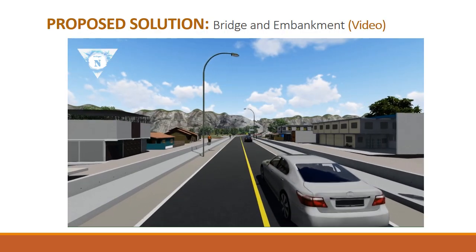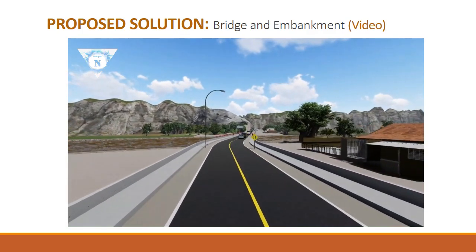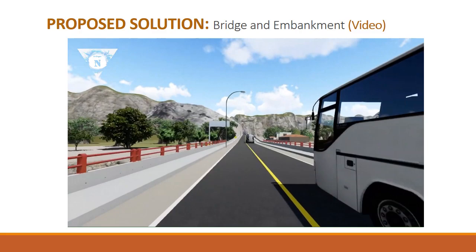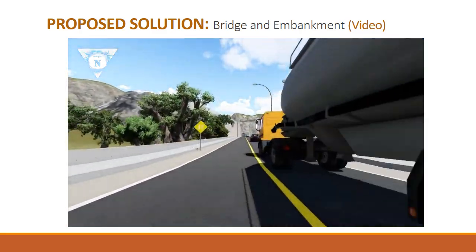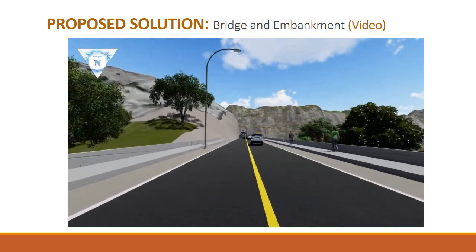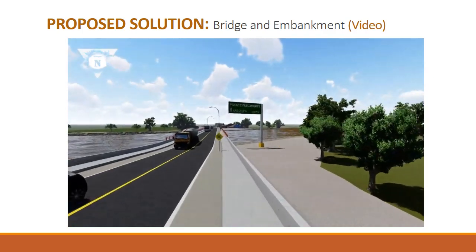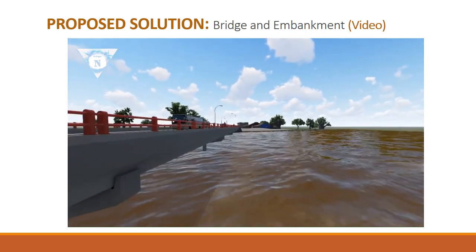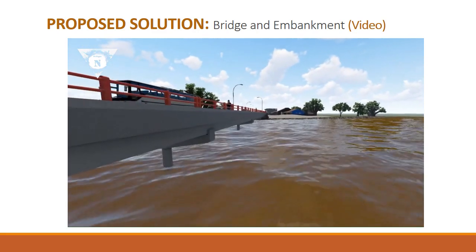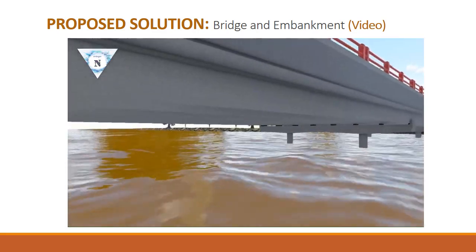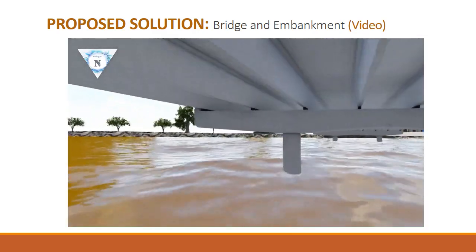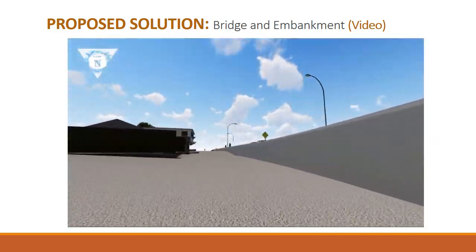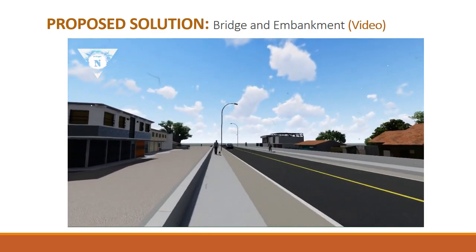The proposed solution is a bridge with a length of 105 meters and an embankment channel on both sides of the river, which can be seen in the video. The preliminary cost estimate for this work is approximately $3,870,000. In this 3D simulation, we can see the bridge that is crossing the river in the Pescadores Valley, and the embankment channels on both sides of this river.